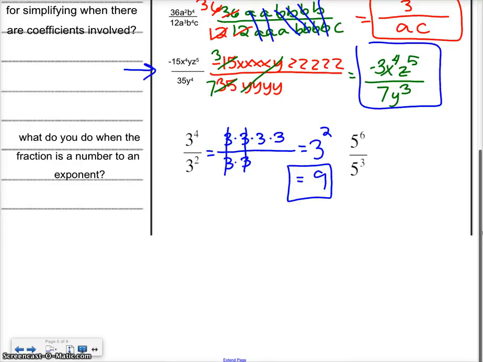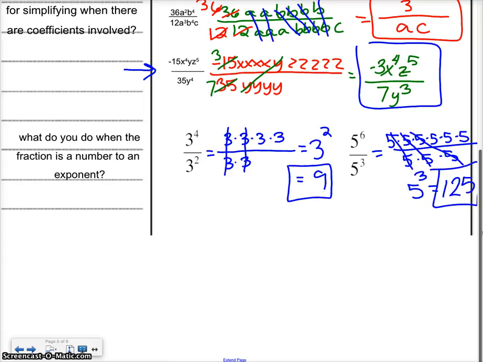Like 5 to the 6th. Have fun trying to do that. I don't even know what 5 to the 6th is. We're going to figure it out. 15,625. I don't want to do that. But I can go like this. I have 6 of them there. I have 3 of them on the bottom. I can cross out the common. I am left then with 3 of them. 5 times 5 is 25, times 5 is 125. And that's your learning target today, that you can simplify a fraction that has variables.